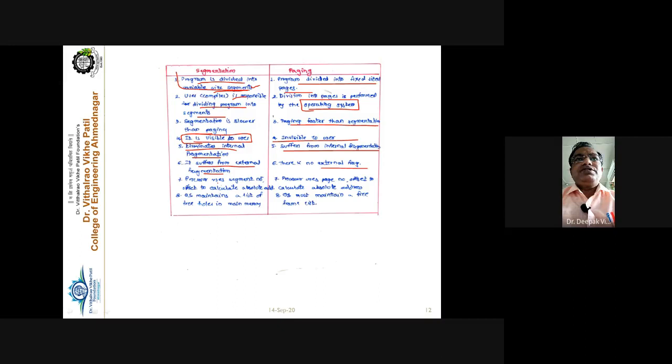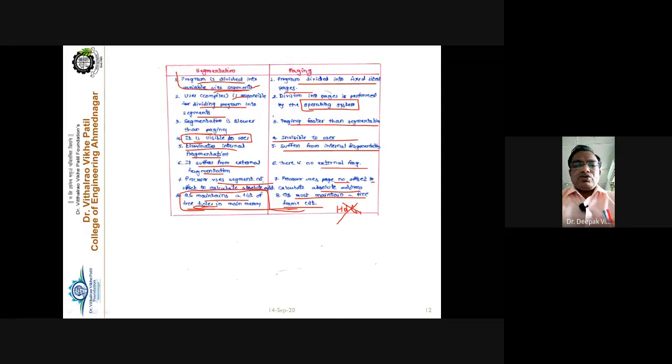In segmentation, the processor uses the segment number and offset to calculate the absolute address. Absolute address means the actual physical address, and in paging the processor uses the page number and offset to calculate the absolute address. The operating system maintains a list of free holes in the main memory. Of course you are segmenting the memory, so definitely holes are being created here. The memory is partitioned into segments, and the free memory is referred to as a hole in segmentation. But in paging, the operating system has to maintain free frames. Here we do not call the free memory a hole, we call it a free frame.